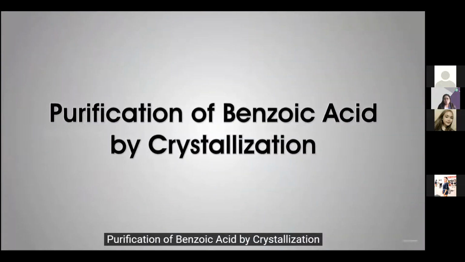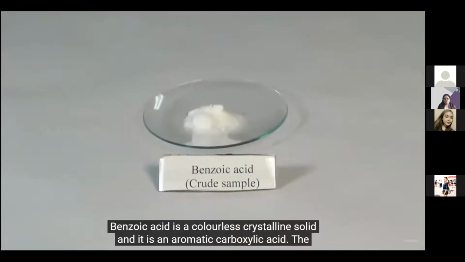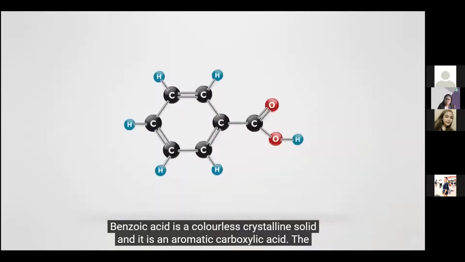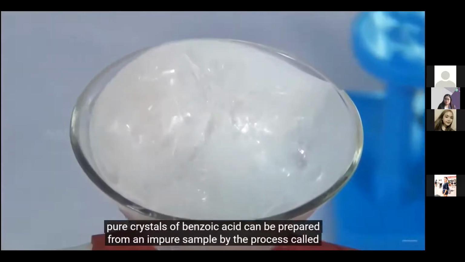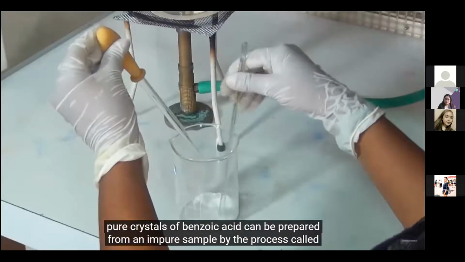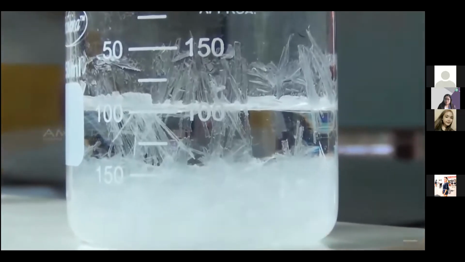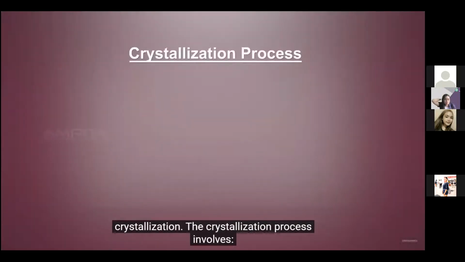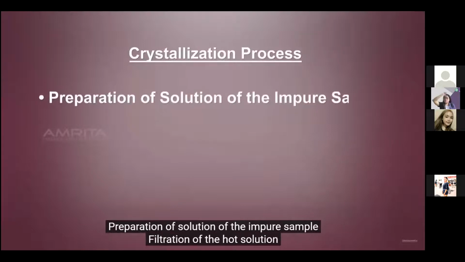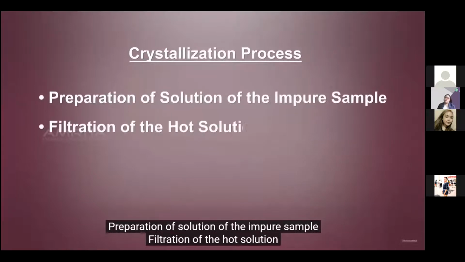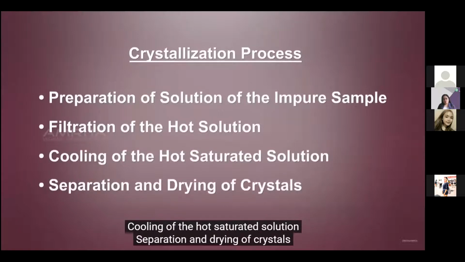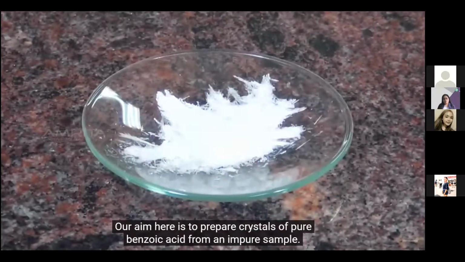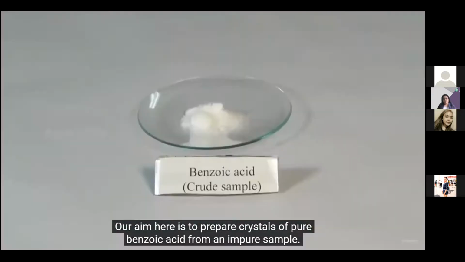Purification of benzoic acid by crystallization. Benzoic acid is a colorless crystalline solid and it is an aromatic carboxylic acid. The pure crystals of benzoic acid can be prepared from an impure sample by the process called crystallization. The crystallization process involves preparation of solution of the impure sample, filtration of the hot solution, cooling of the hot saturated solution, separation and drying of crystals. Our aim here is to prepare crystals of pure benzoic acid from an impure sample.